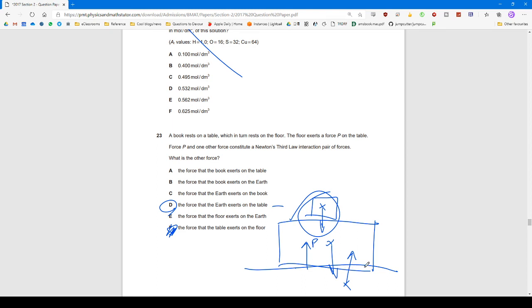And the table has a reaction force for each, right? And so the only thing left is the forces between the table and the earth. And given that P is one of them, the other of them must be the force of the table down on the earth. So I'm pretty convinced it's D, but honestly, no, I don't know any speed tricks there.